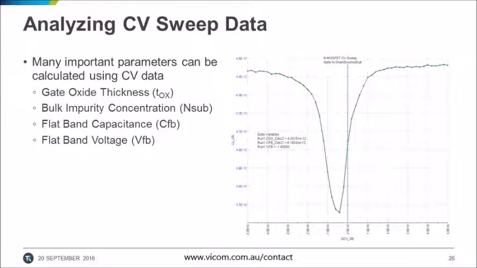From these values, gate oxide thickness can be calculated using the standard parallel plate capacitor equation, and the impurity concentration and Fermi potential can be calculated with further, more complicated equations.